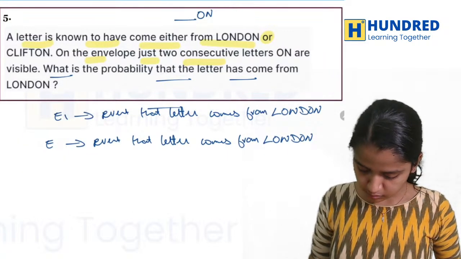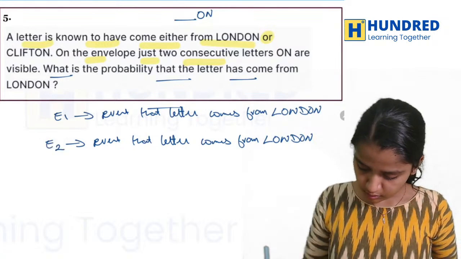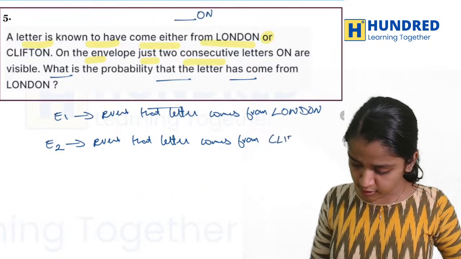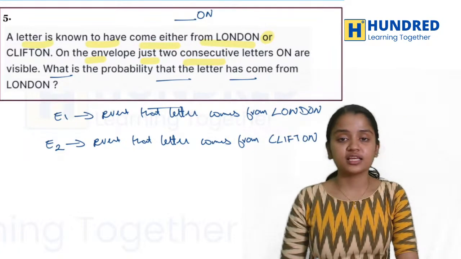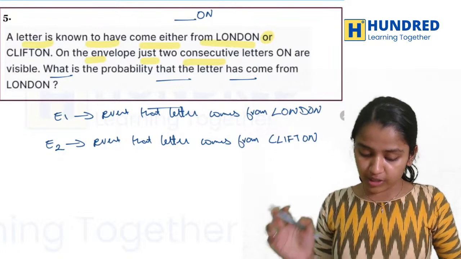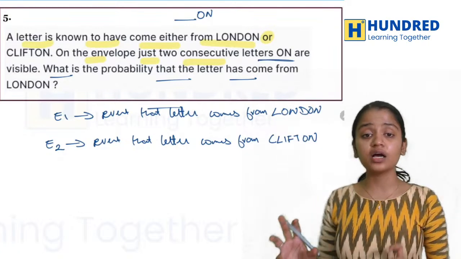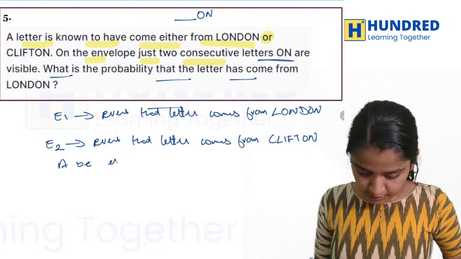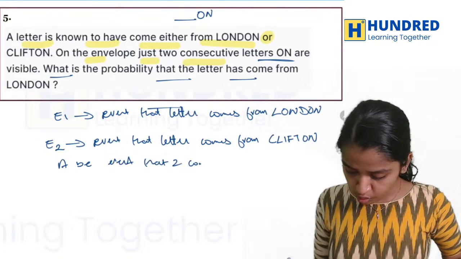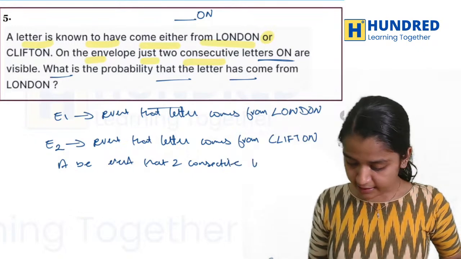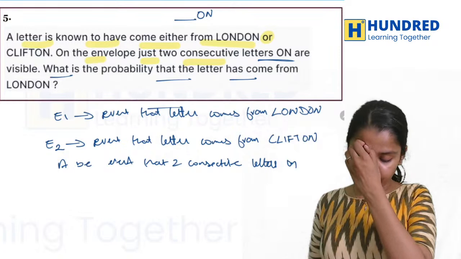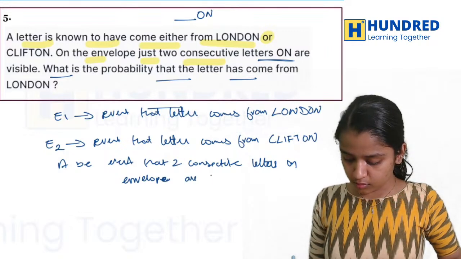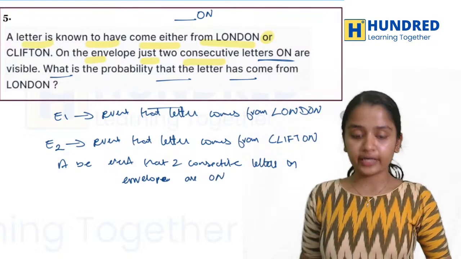So E2 is nothing but letter which comes from Clifton. Then next, they have given another event. The event is that the consecutive letters on the envelope are ON, let us take that as event A. So A is the event that two consecutive letters on envelope are ON.